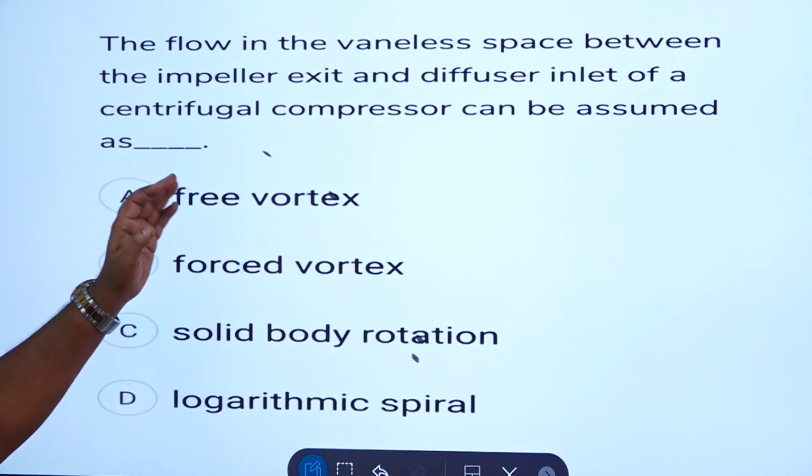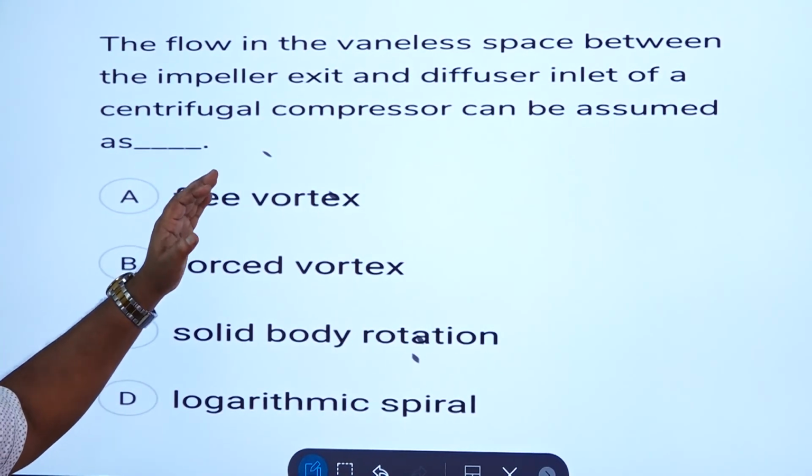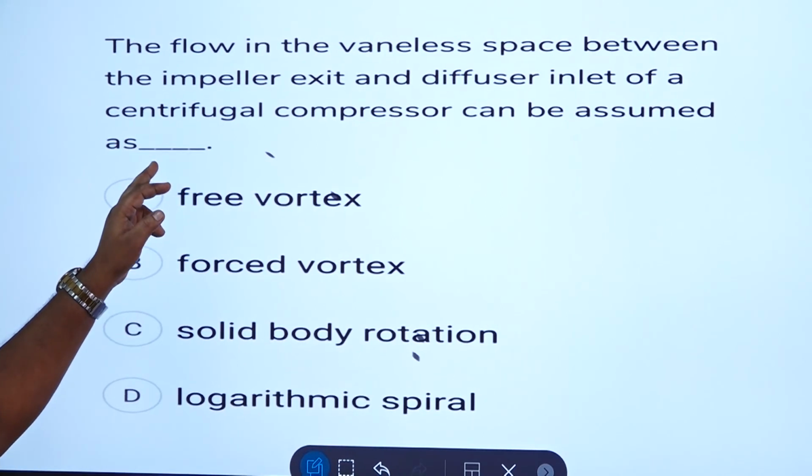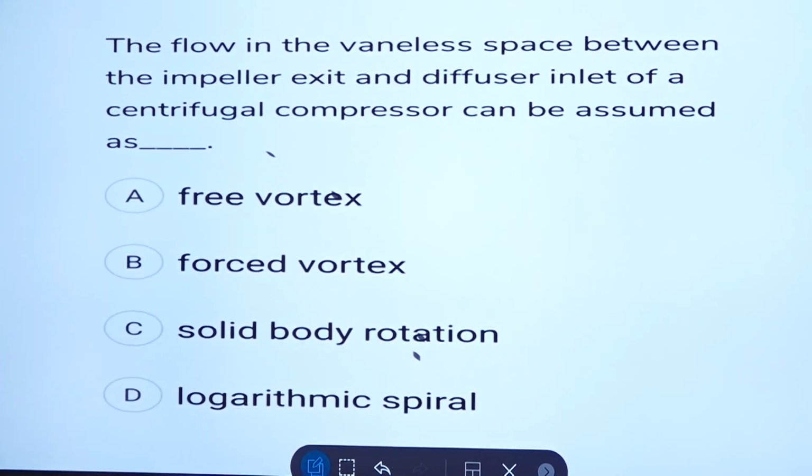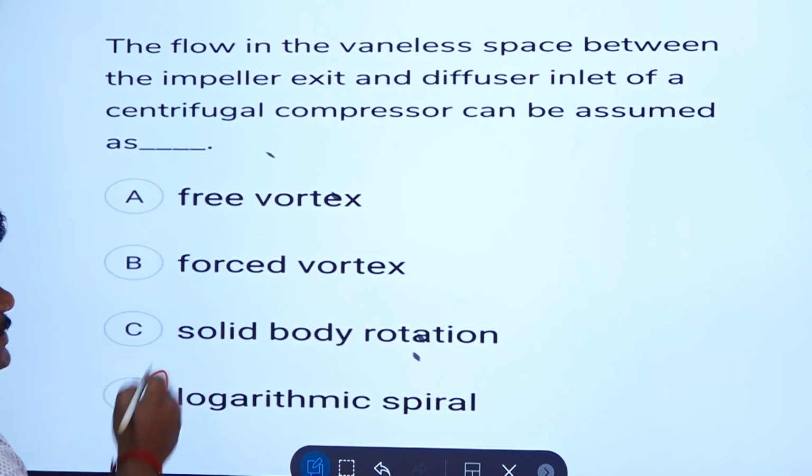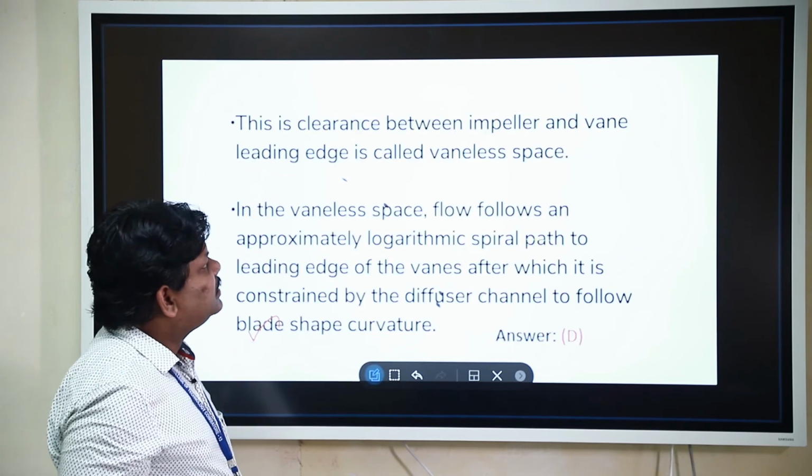The flow in the vaneless space between the impeller exit and the diffuser inlet of a centrifugal compressor can be assumed as, you can see here, it should be logarithmic spiral. This is a direct question, so it should be logarithmic spiral.